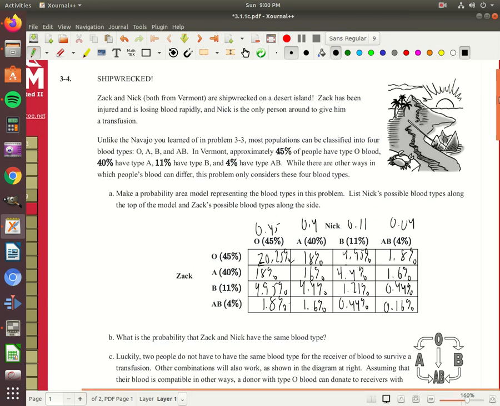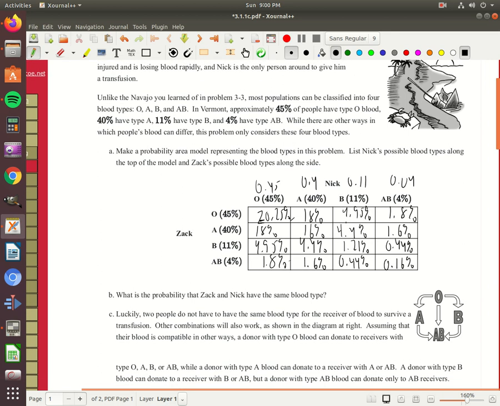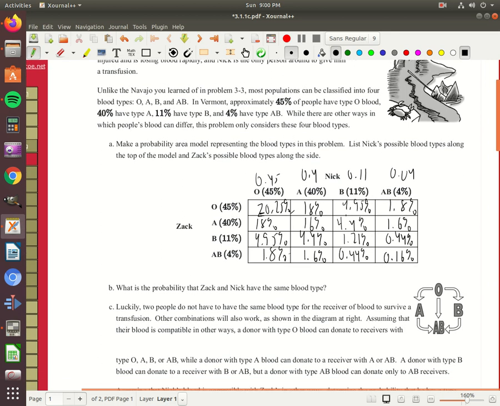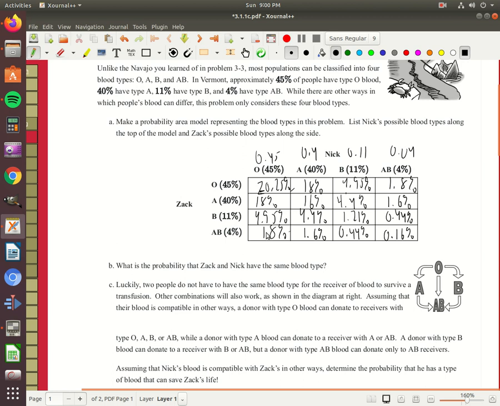All right, so I'm sure you're sick of watching me multiply. I went ahead and filled in the rest of that table as well. So it says, what's the probability that Zach and Nick have the same blood type? Well, they could both have O. They could both have A. They could both have B.